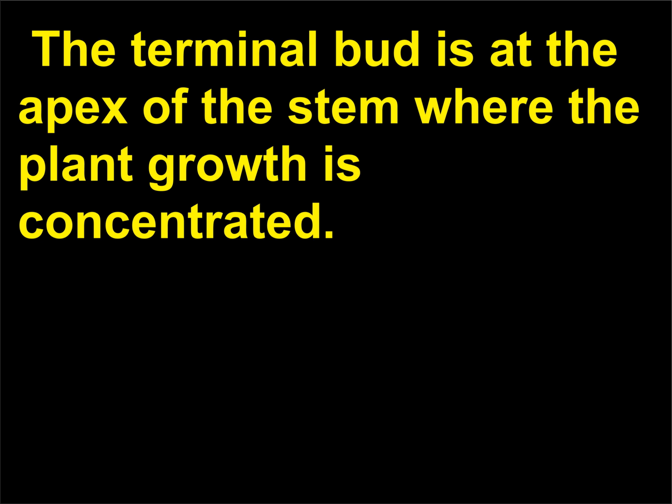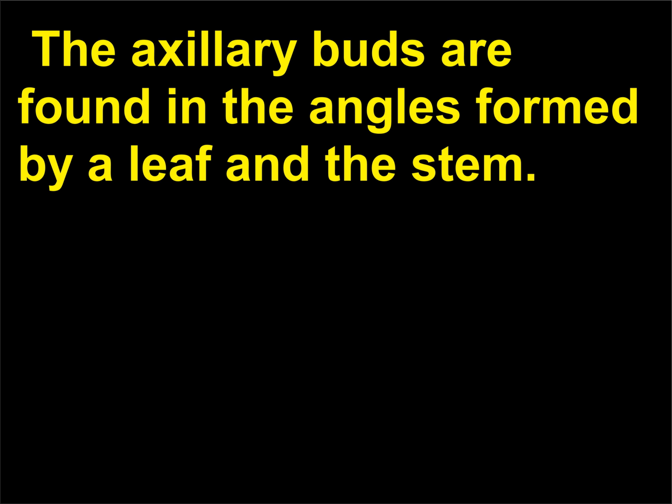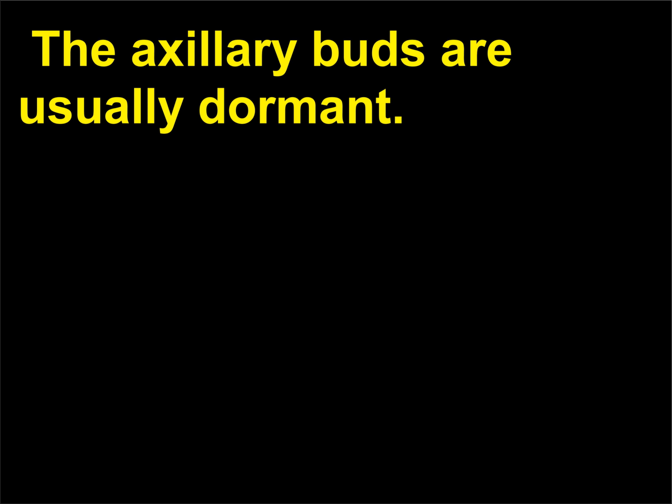Buds may be terminal or axillary on a stem. The terminal bud is at the apex of the stem where the plant growth is concentrated. It contains developing leaves and a compact series of nodes and internodes. The axillary buds are found in the angles formed by a leaf and the stem. The axillary buds are usually dormant.